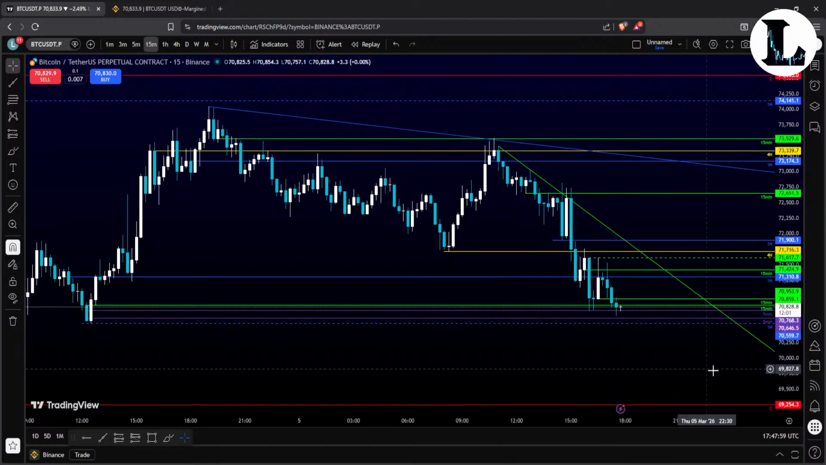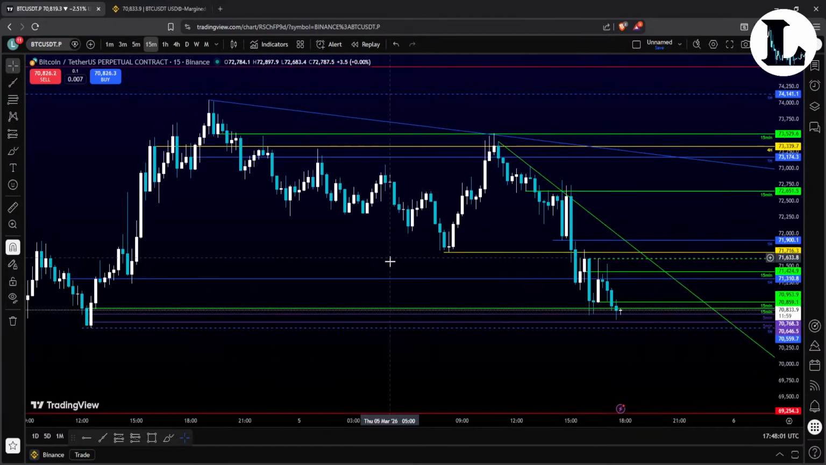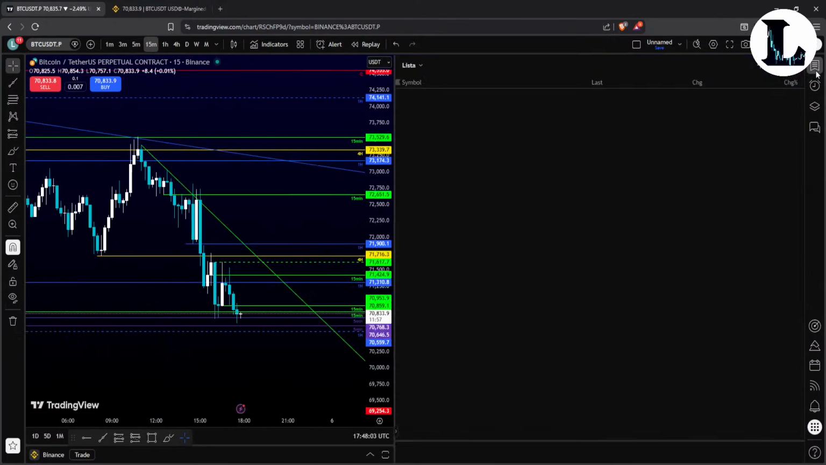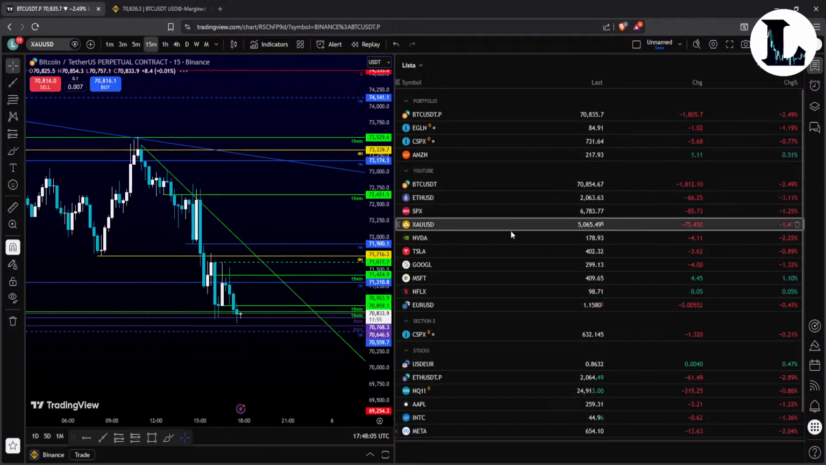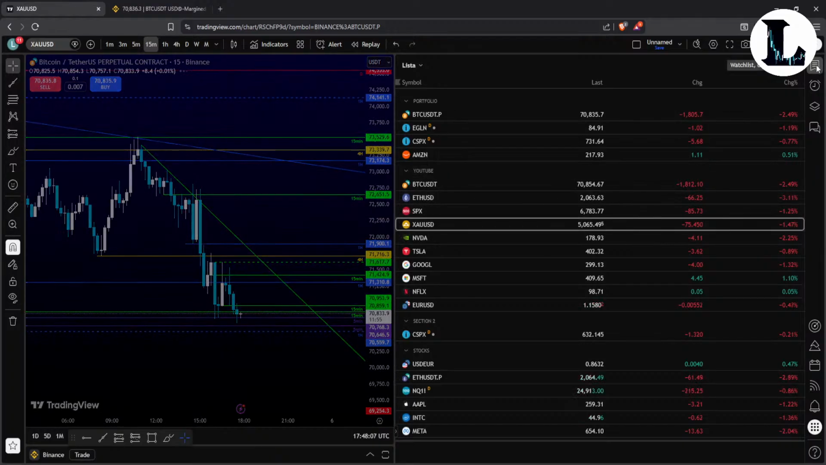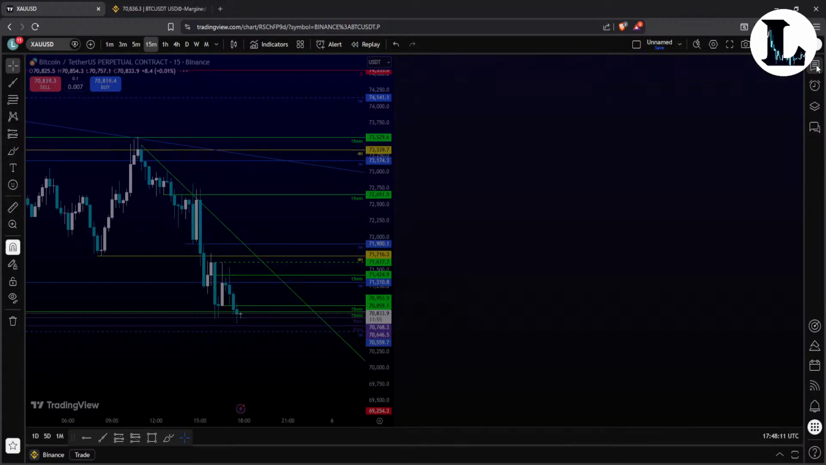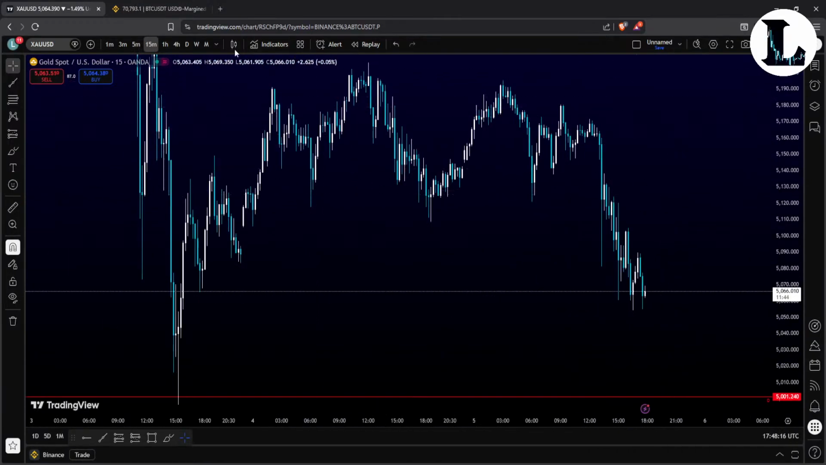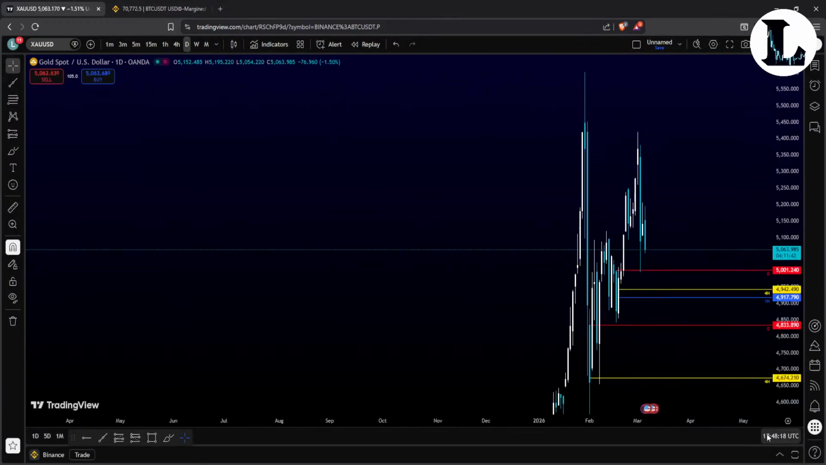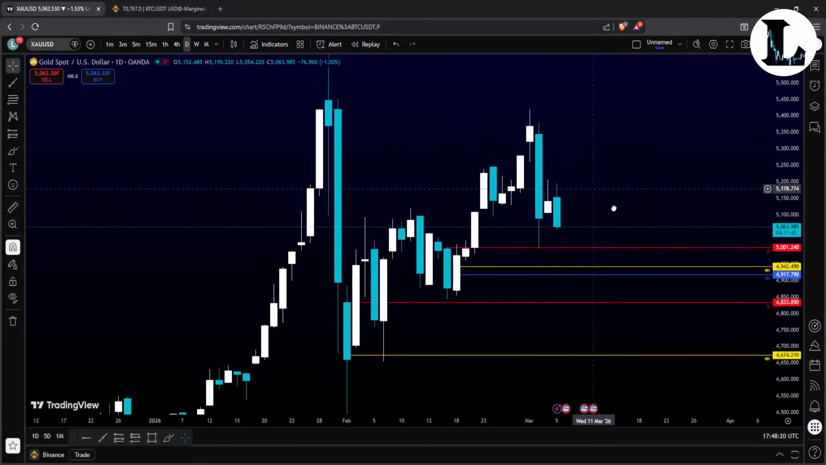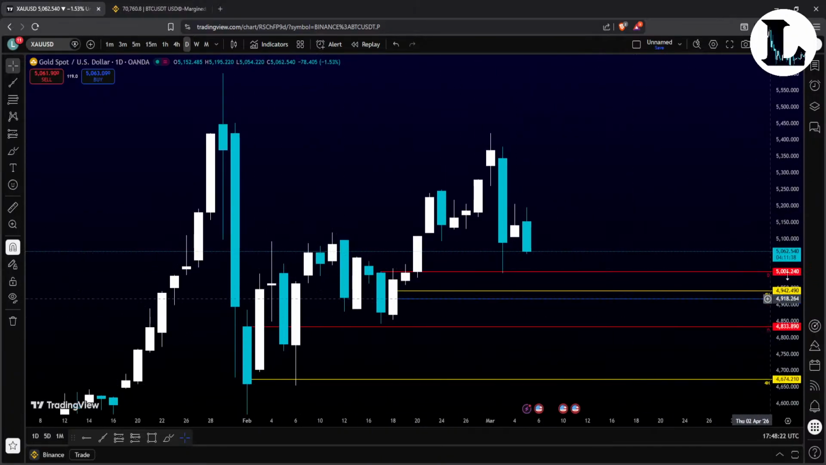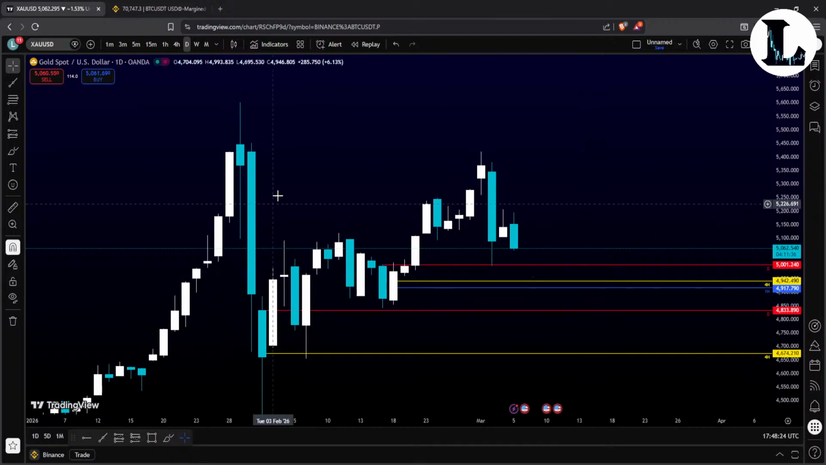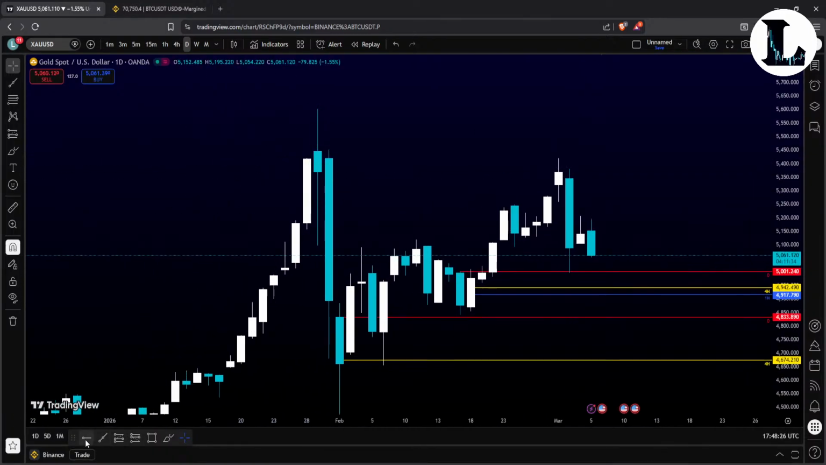Okay, so let's go to maybe gold. A lot of people love gold. Let's see what gold is doing here. Okay, let's start on the higher time frames, of course. Okay, I just have the supports here. I'm gonna find the resistance.